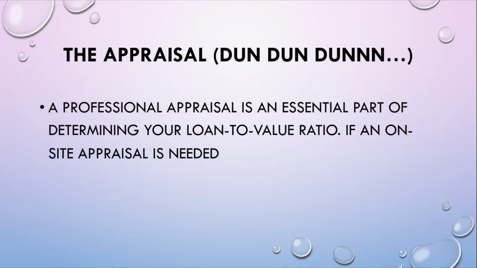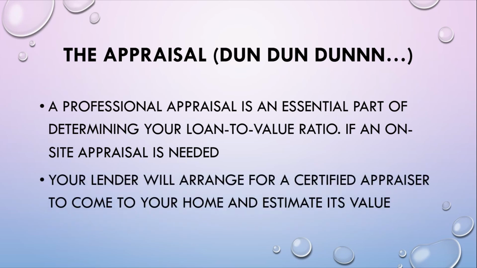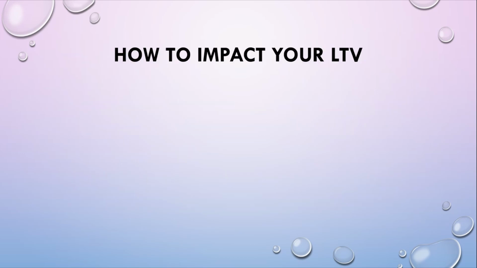Now most lenders would require your CLTV to be 85% or less for a home equity line of credit. So if your CLTV is too high, you can either pay down your current loan amount or wait to see if your home's value increases. All right, now the appraisal. A professional appraisal is an essential part of determining your loan-to-value ratio. So if an on-site appraisal is needed, your lender will arrange for a certified appraiser to come to your home and estimate its value.